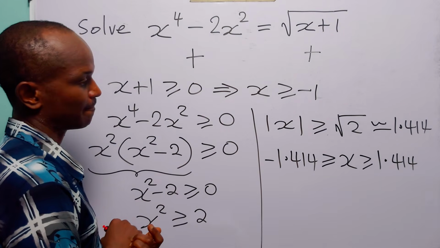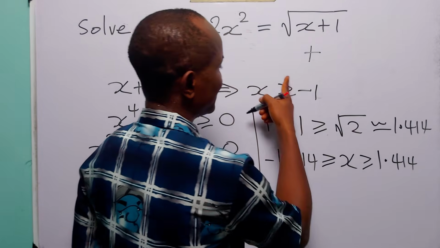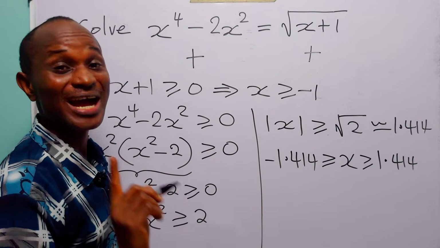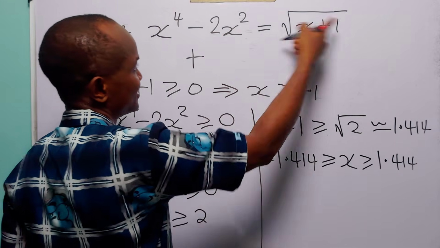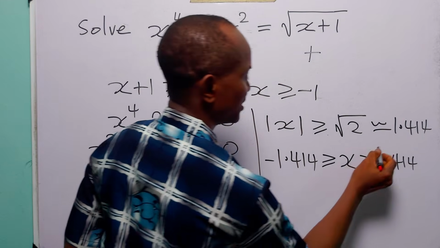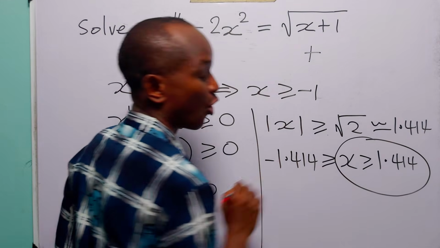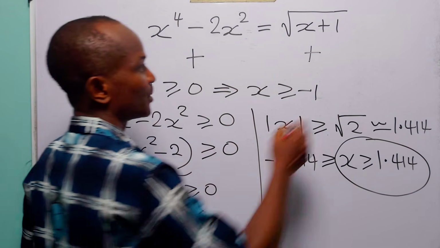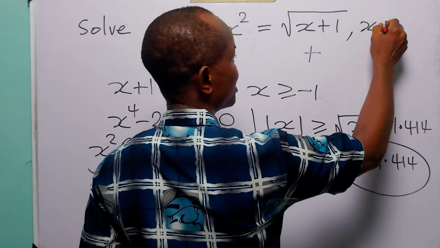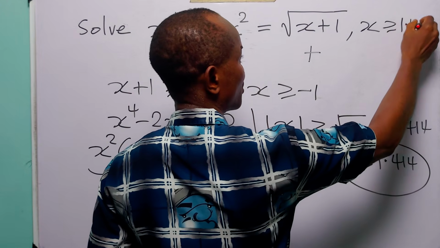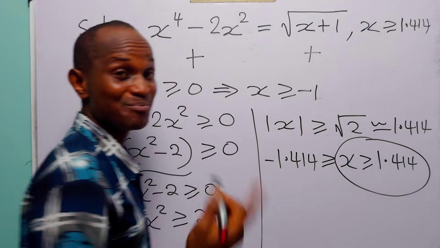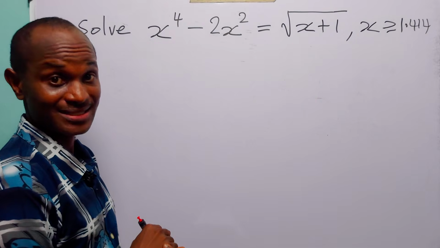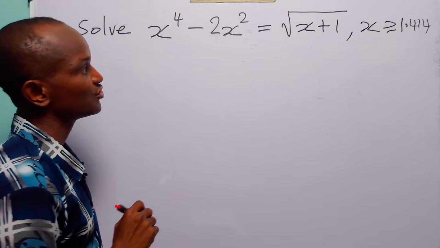Now, when you compare these two conditions, it is very easy to see that any value of x that satisfies this equation must be greater than or equal to 1.414. So we have that x must be greater than or equal to 1.414. Basically, x is positive. Now, the next thing we are going to do is a substitution.